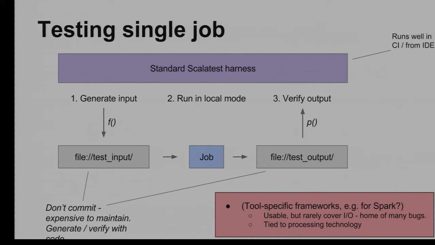So in order to test a single job, my recommendation is to test a full job that reads and writes input and output locally from your file system. Your job will probably take URI parameters for its input and output location. If you just replace them with file colon slash slash yada yada, you can run the job locally and do the integration test locally. They integrate really well with your continuous integration, your IDE. You can debug them in IntelliJ and so forth.